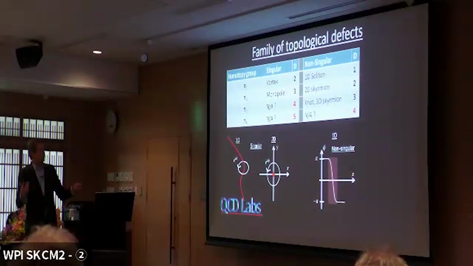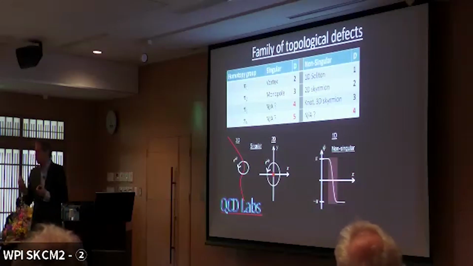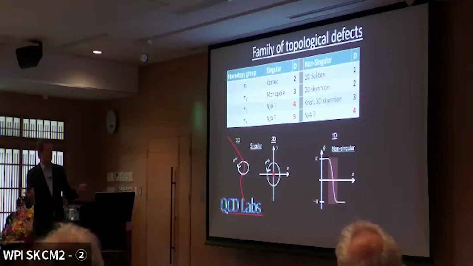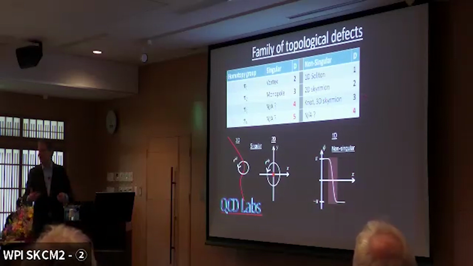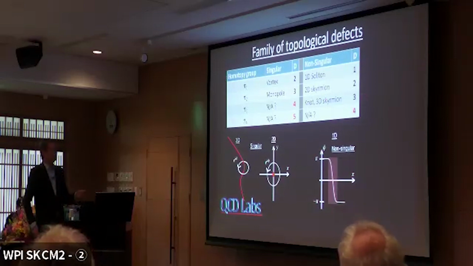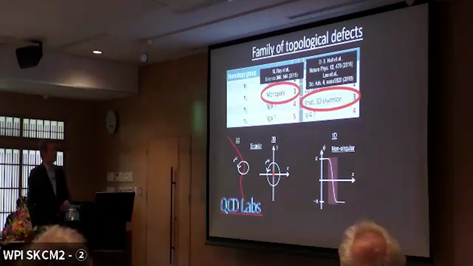Now, the nodal and the 3D skyrmion, we would need 4 dimensions to see them as point charges. I don't know how to do that, but we do see these kind of point charges now in 3D, but they become non-singular. So all of these are kind of related defects, and you know that vortices have been discovered very, very early on experimentally.